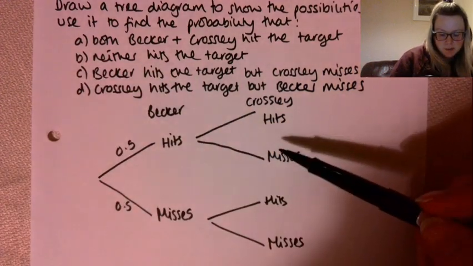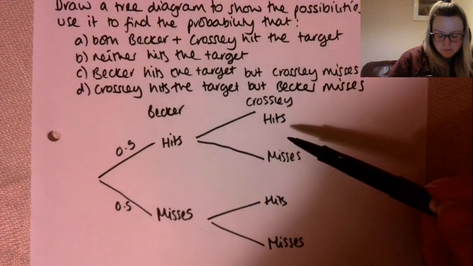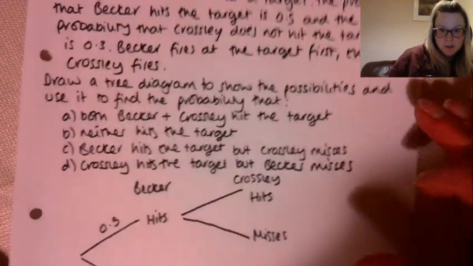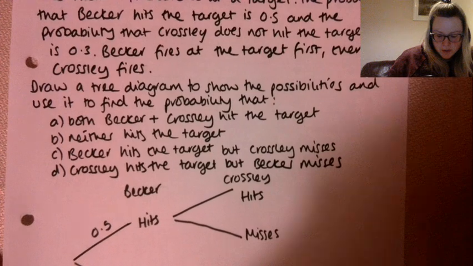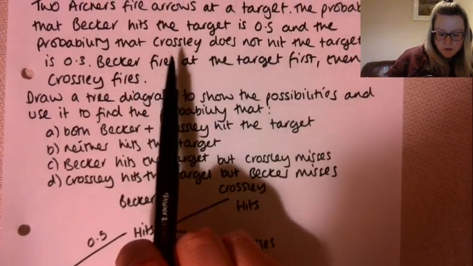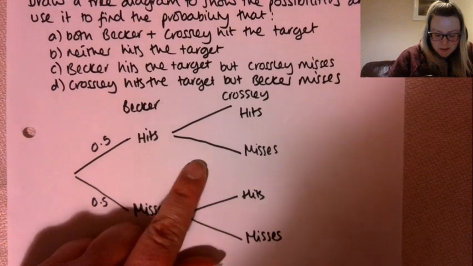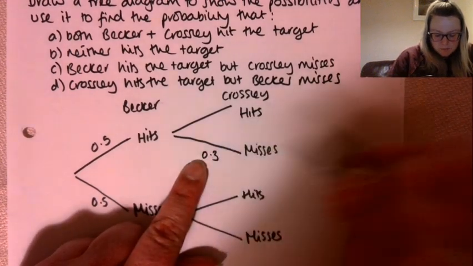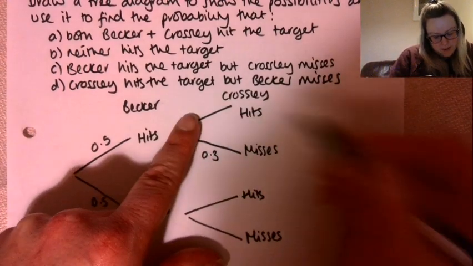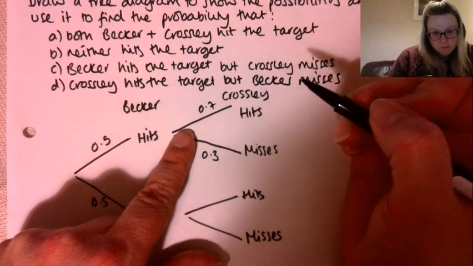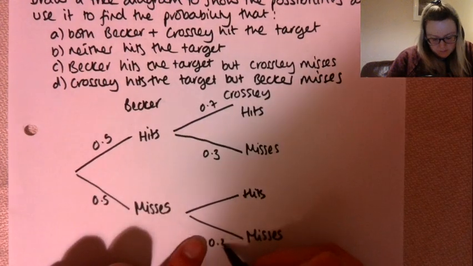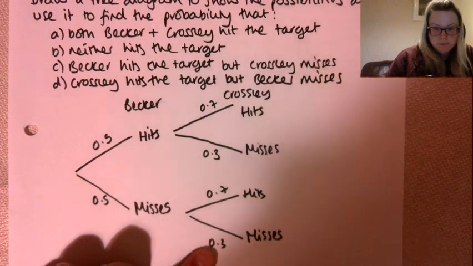Now let's get our probabilities for Crossley drawn in. The way it worded it in the question was the probability that Crossley does not hit the target is 0.3. So the probability that he misses is 0.3, which means that the probability that he hits is 0.7. And we've filled these in down here as well.